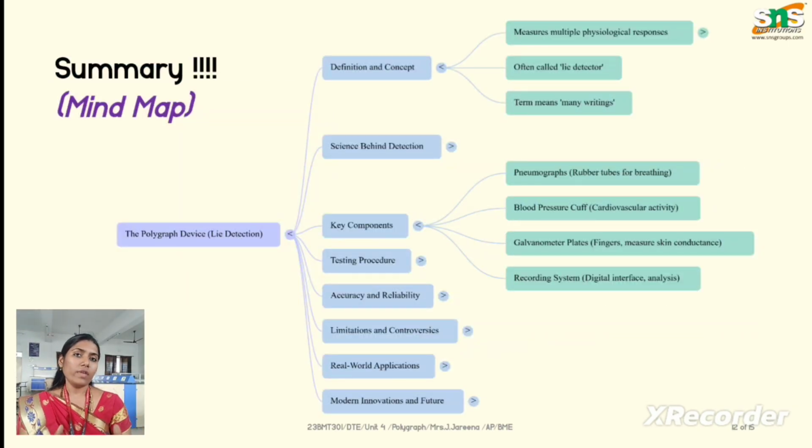So now we have come to the end of today's class. I'm going to give the summary once again of what we have discussed so far. The polygraph device is also called a lie detector. First we discussed the definition and concept of the polygraph device, and the different physiological parameters we can measure with the help of this device. We also discussed the key components and testing procedure, and talked about accuracy and reliability. Then we discussed the limitations and controversy, and finally we ended with real world applications and future scope of this polygraph device.